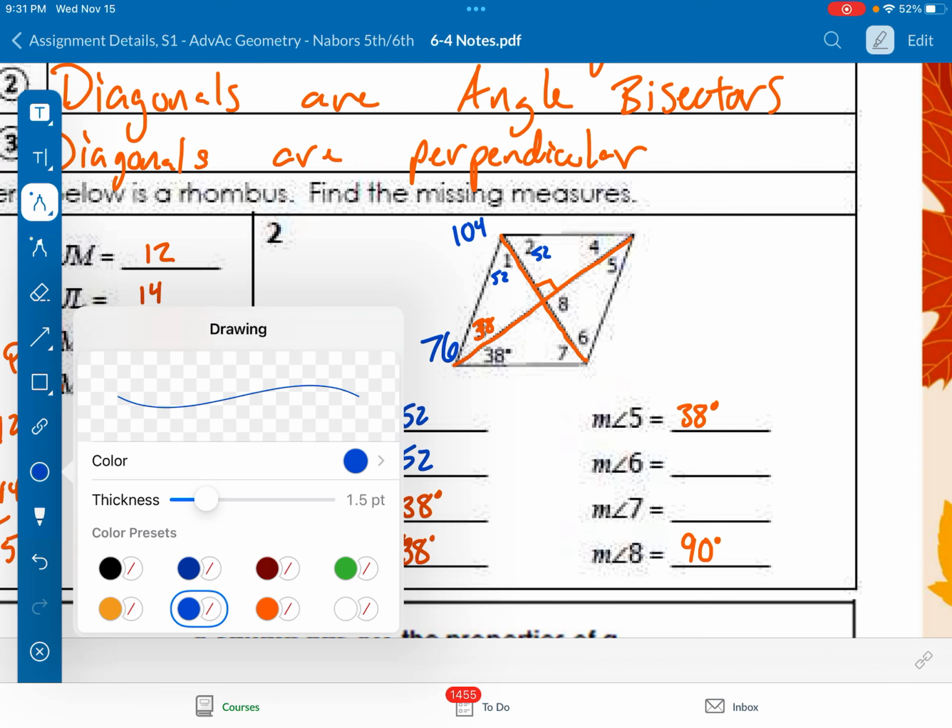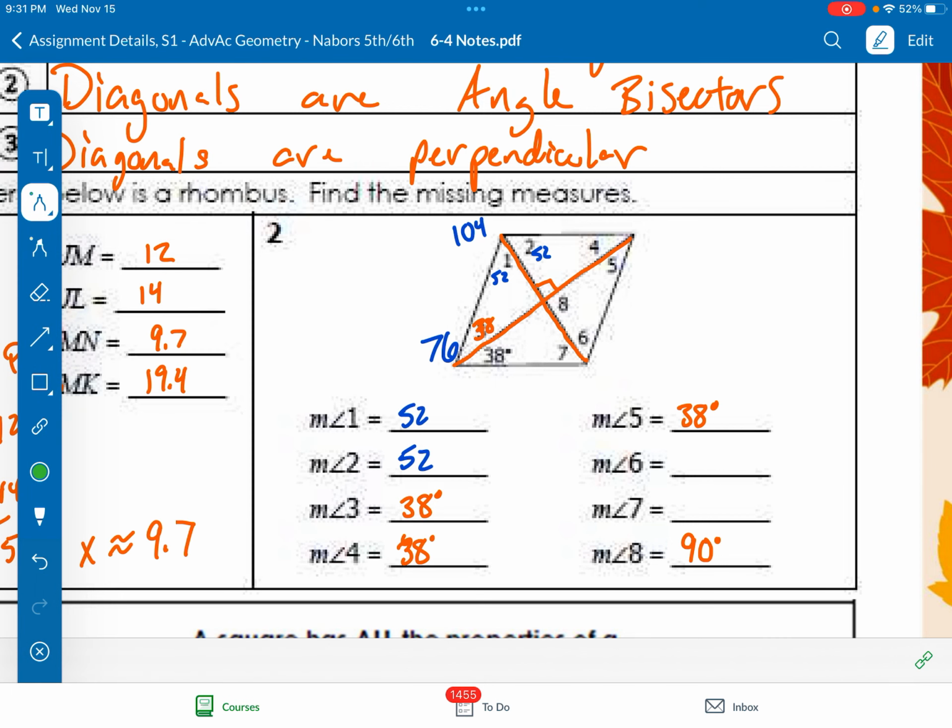So there's one method. All right, now let's do another method in green this time. I know this is 38. I know this is a right angle. So let's look at this triangle. We know the three angles of a triangle have to add to 180 degrees. So we just do 180 minus 90, which is 90, minus 38, and we get 52. And that's how I know what 6 and 7 are.